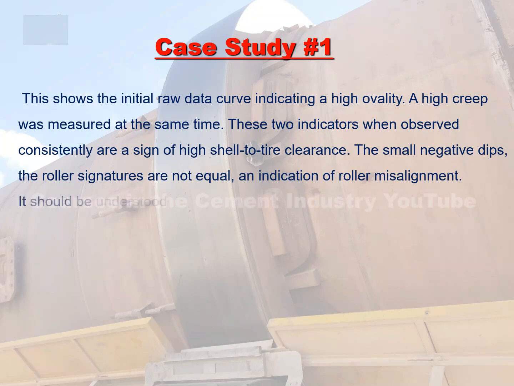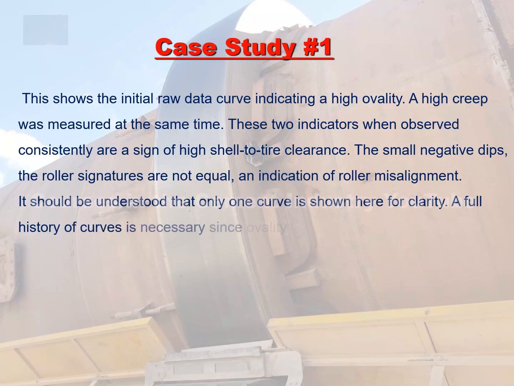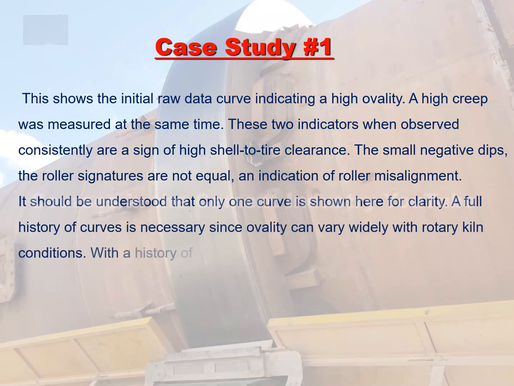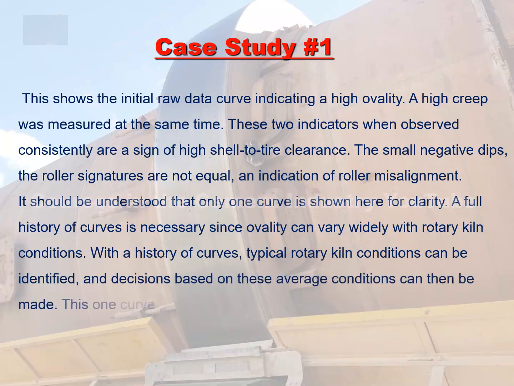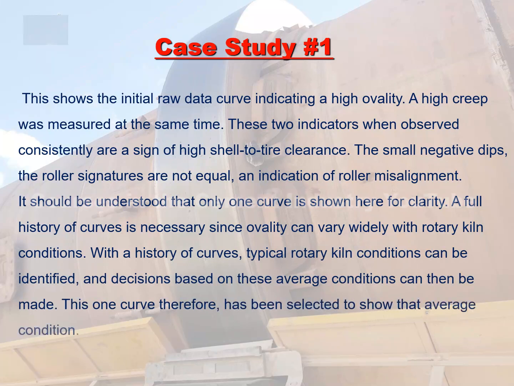It should be understood that only one curve is shown here for clarity. A full history of curves is necessary, since ovality can vary widely with rotary kiln conditions. With a history of curves, typical rotary kiln conditions can be identified, and decisions based on these average conditions can then be made. This one curve, therefore, has been selected to show that average condition.